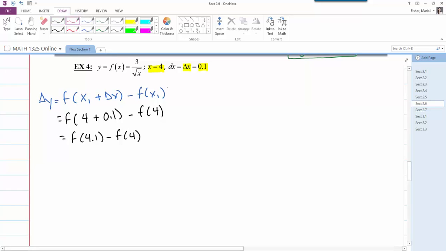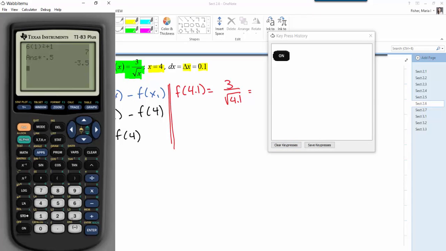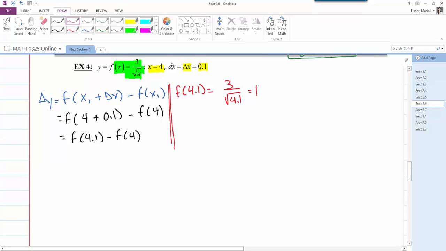And in order to figure that out, we have to figure out what is f of 4 and what is f of 4.1. So f of 4.1 is going to be, again, we're plugging it into my given function. So it's going to be whatever 3 over the square root of 4.1 is. If I plug that into a calculator, 3 over the square root of 4.1 is going to equal 1.48159. And then let's find f of 4. Same thing, that's going to be 3 over the square root of 4. Well, 3 over the square root of 4 is 3 halves, which is 1.5.